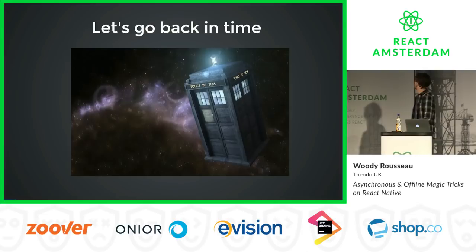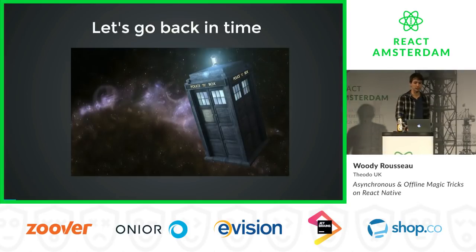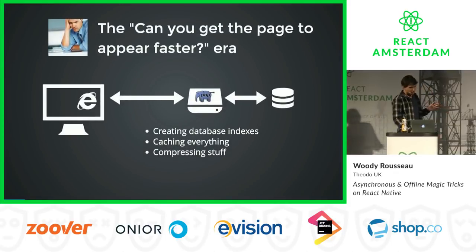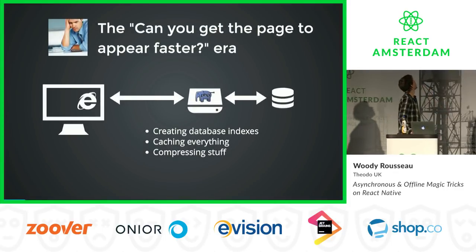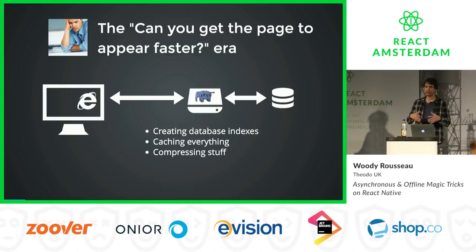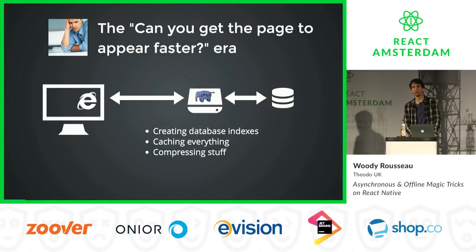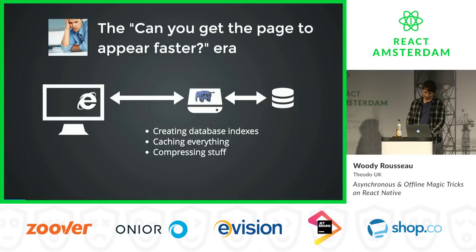So let's go back in time. Let's start the talk by going back in time through the different eras of client expectation when building an app. This was the "can you get the page to appear faster" era. You usually had something like a PHP full stack application, and what you wanted to do was make the browser request to the server as fast as possible. So the developer spent his time creating database indexes, caching stuff, compressing stuff so that the HTML gets to the browser quicker. So there was basically no need for real front-end work to satisfy the clients.